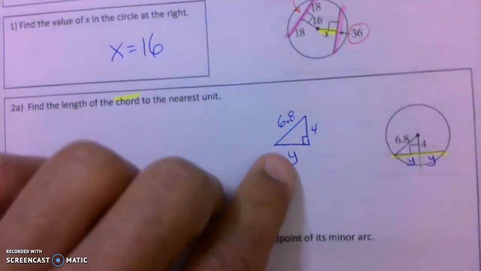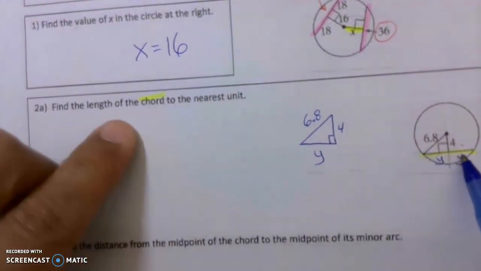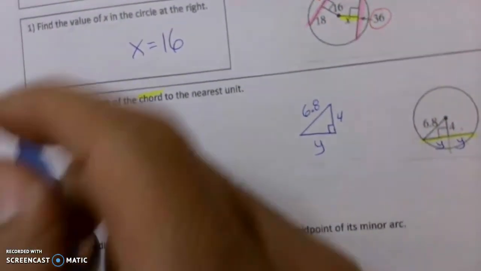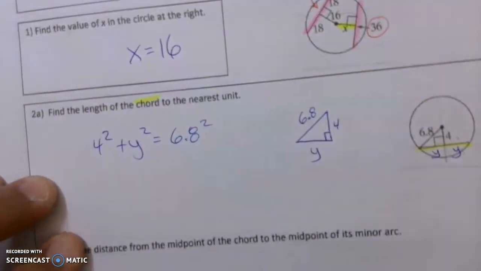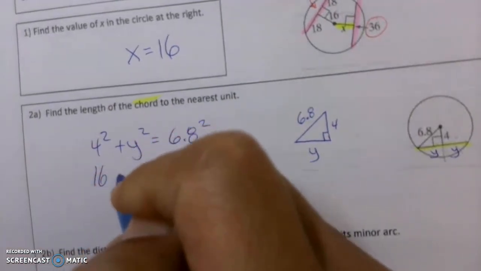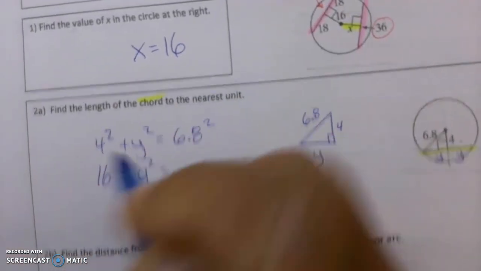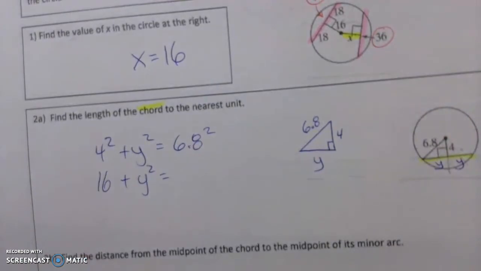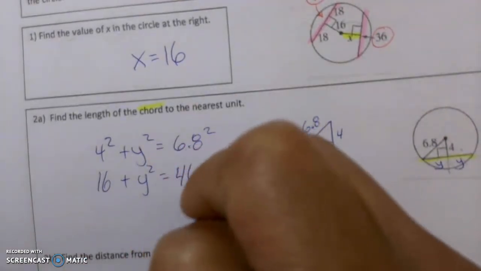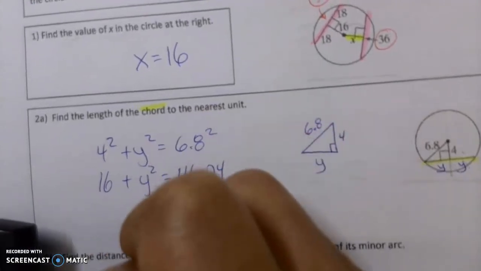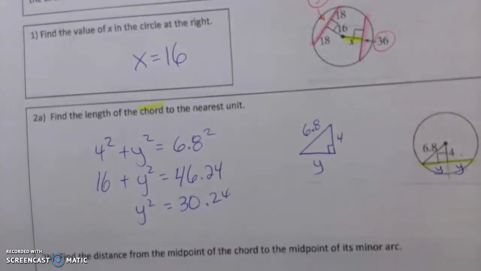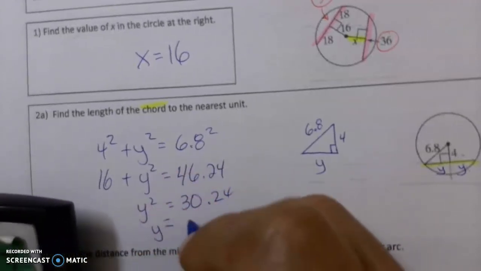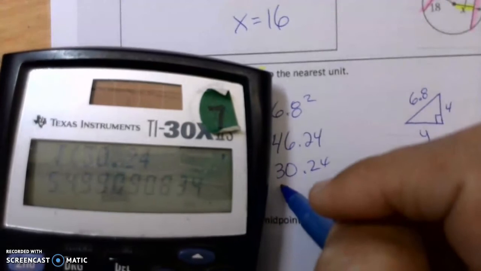Okay. All right, so let's just do our Pythagorean theorem and then double it to get the entire chord there. So it would be 4 squared plus y squared is equal to 6.8 squared. I'm going to need a calculator here because that's 16 plus y squared, and 6.8 squared is 46.24 minus the 16, and that would be 30.24. And we'll take the square root of 30.24, and you get y is equal to 5.499. I'm just going to go 5.5.